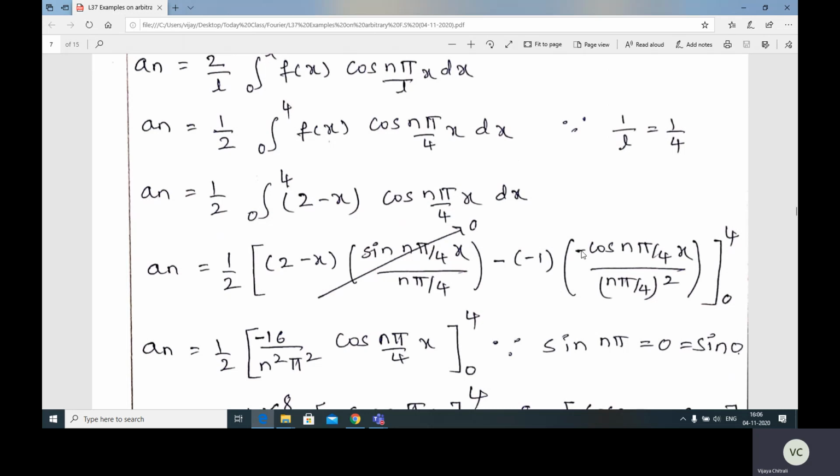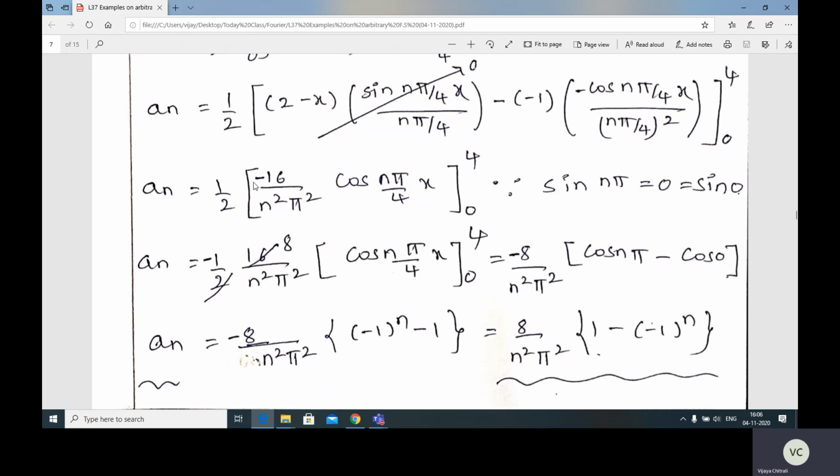Now left with this. So this minus is plus, and again minus, and 1 divided by n pi divided by 4 raised to 2. So taking reciprocal, we'll get an as 1 by 2 minus 16 divided by n square pi square cos n pi x divided by 4, limits 0 to 4, because sine n pi and sine 0 both equal to 0. So minus 1 by 2 into 16 divided by n square pi square cos n pi by 4 x, limits varies from 0 to 4.